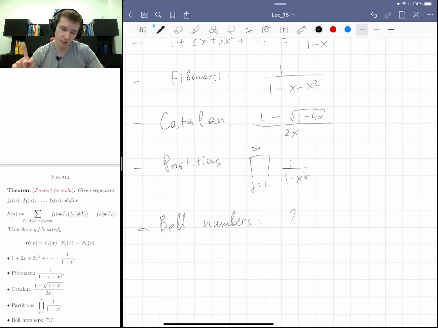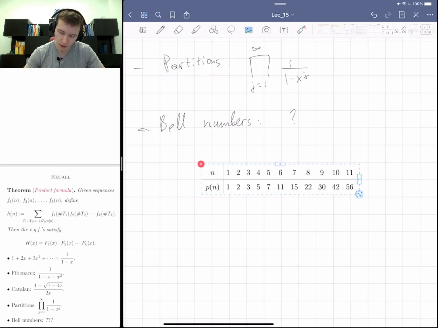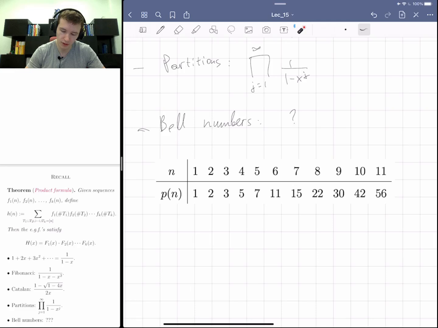By the way, in your homework or midterms, whenever you compute some generating function and you want to check that you are correct, there is an easy way, which is to just use some software. Even if you get an infinite product like this, let me demonstrate what I mean. Let's say I take partitions. You can compute the first few values: you have 5 partitions of 4, and so on.